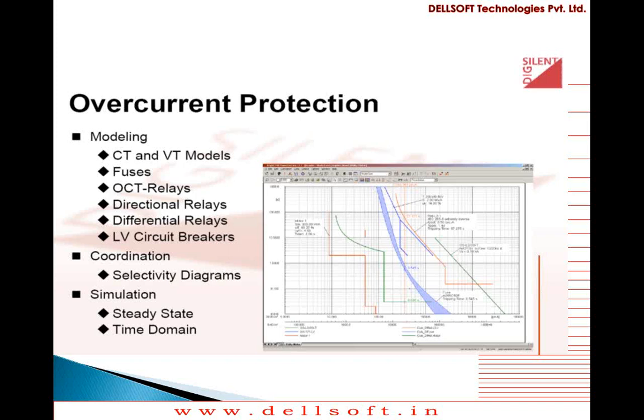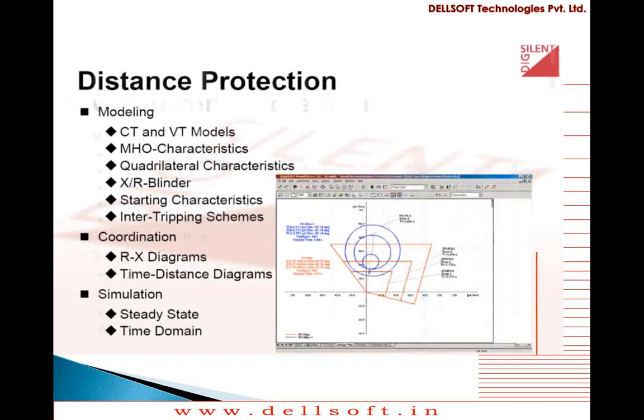In distance protection, we have CT and VT models, MHO characteristics, quadrilateral characteristics, XR blinders, starting characteristics, and inter-tripping schemes. These kinds of modeling we do in distance protection devices. It can be coordinated with RX diagrams if you want to see the results in an RX diagram, and time distance diagrams. Both kinds of diagrams are supported by the software in distance protection. Simulation based on steady state and time domain can both be analyzed.